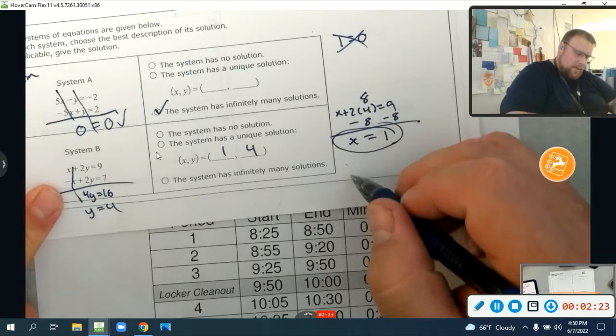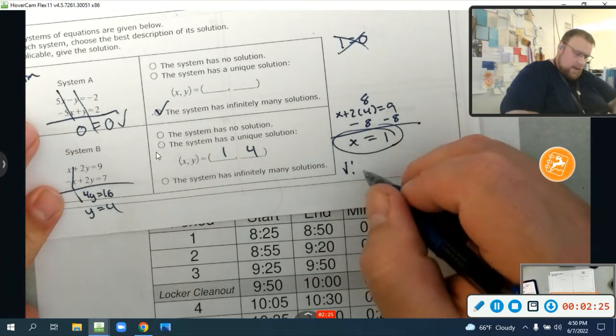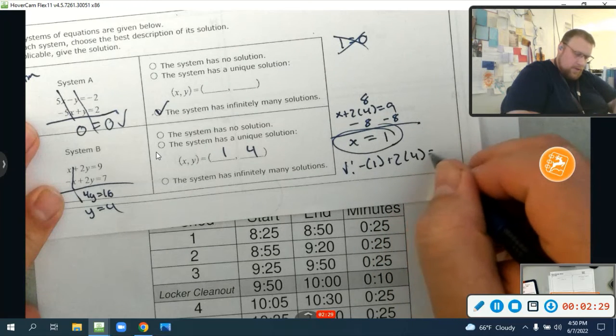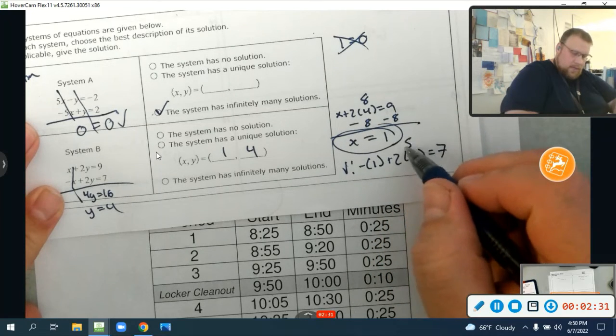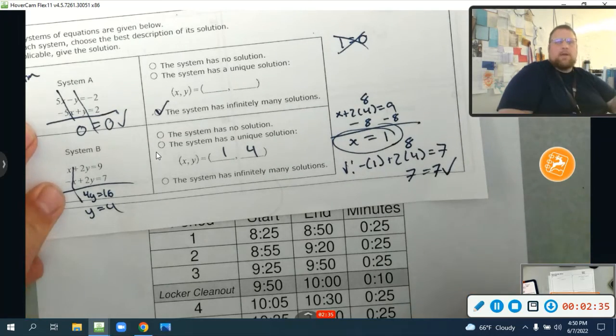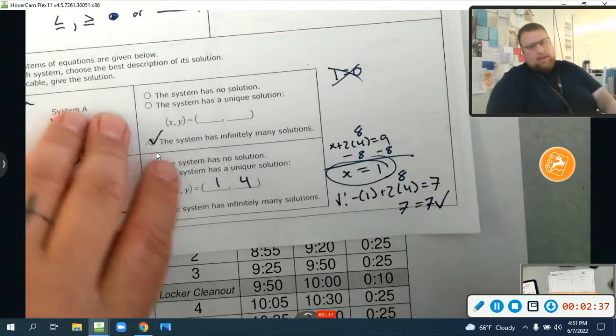And then we can always check it, right? So let's check it in the bottom equation. We're going to have -1 plus 2 times our y, which is 4, should equal 7. Well, that's just 8. What's -1 plus 8? That's 7 equals 7. True statement. We did it right. Let's go.